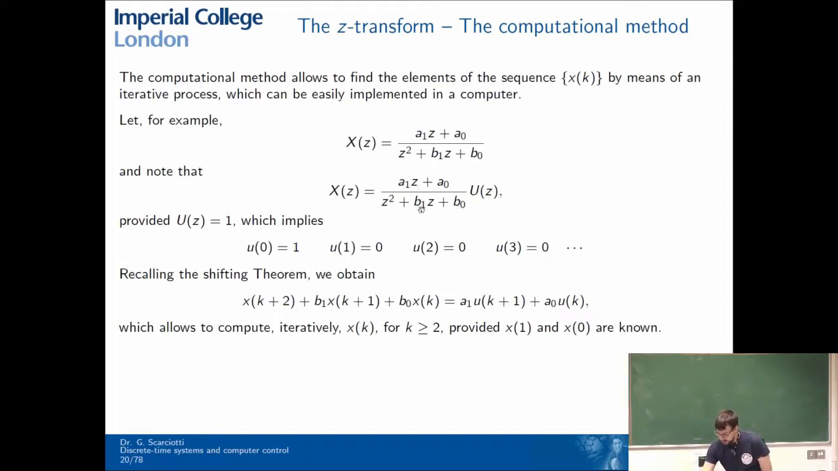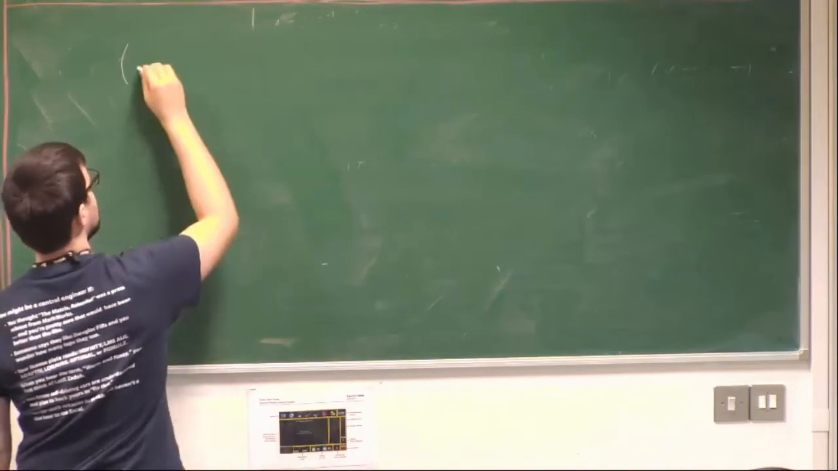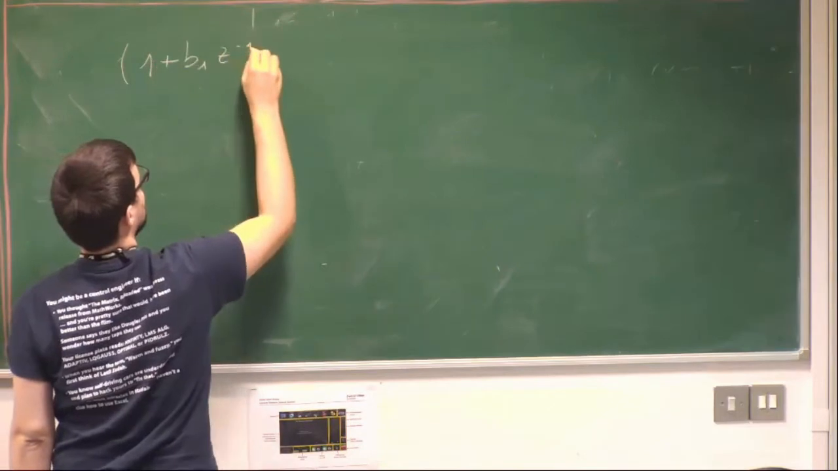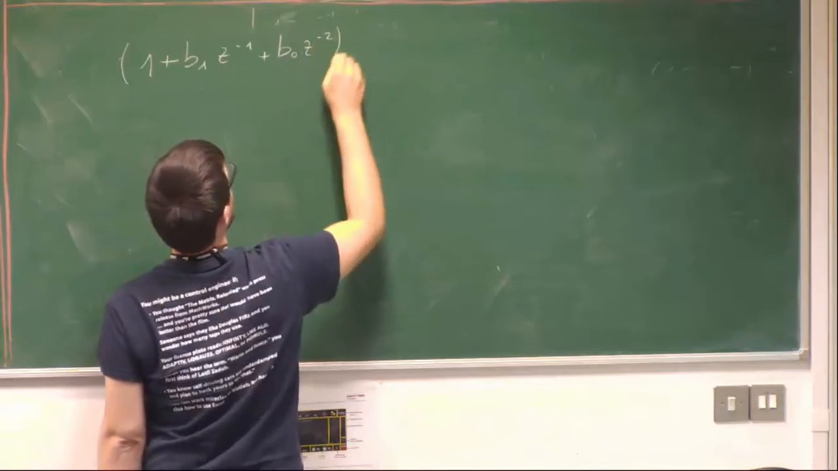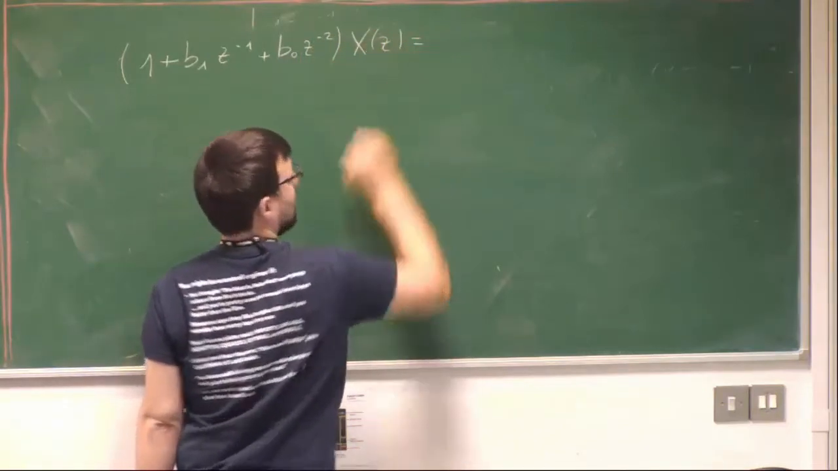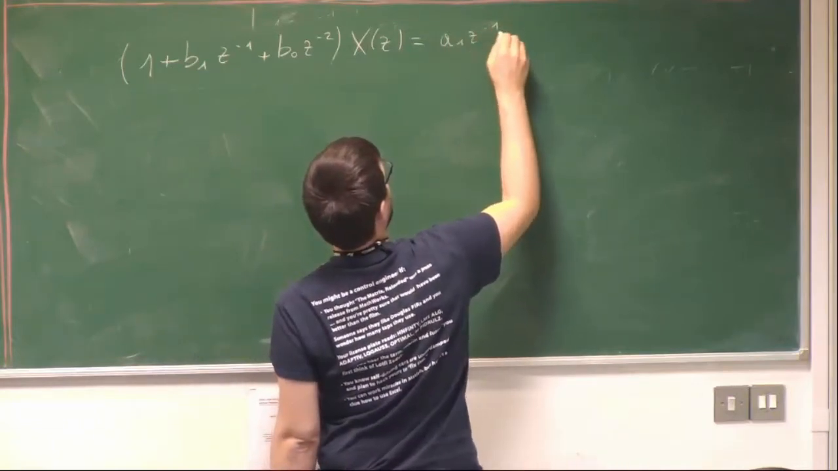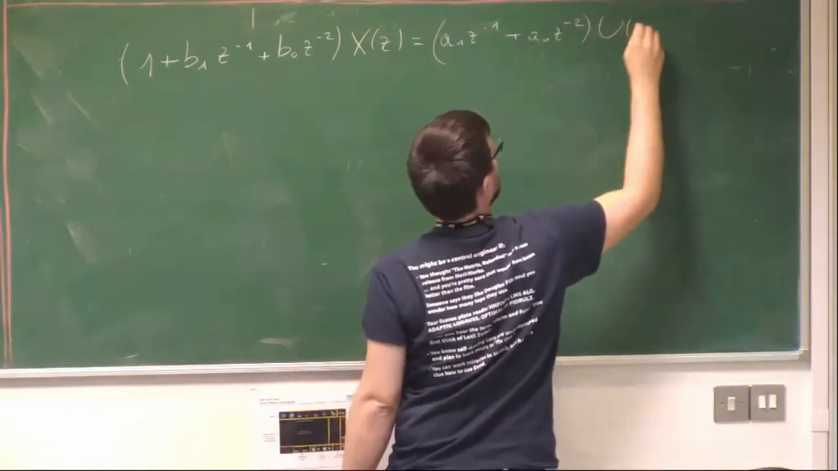So now the next step, I will show it at the board. We multiply and divide by z to the power of 2, and multiply both on the left and on the right by the denominator. So what we obtain after these two operations is (1 plus b1 z to the power minus 1 plus b0 z to the power minus 2) X of z equal to (a1 z to the power minus 1 plus a0 z to the power minus 2) U of z.